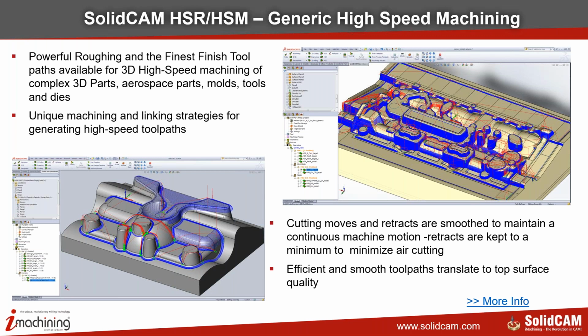3D high-speed machining of complex 3D molds and aerospace parts, molds and tools and dies. It has unique machining and linking strategies for generating high-speed toolpaths. The cutting moves and retracts are smoothened. That's why I said it's a pretty smooth toolpath and you don't get any kind of jerks on the machine. They are kept to a minimum to minimize air cuts. So even air cuts are bare minimum in the generic HSM. And efficient and smooth toolpaths generally end up translating into very high surface quality on the final part. The quality of the surface is way, way better.